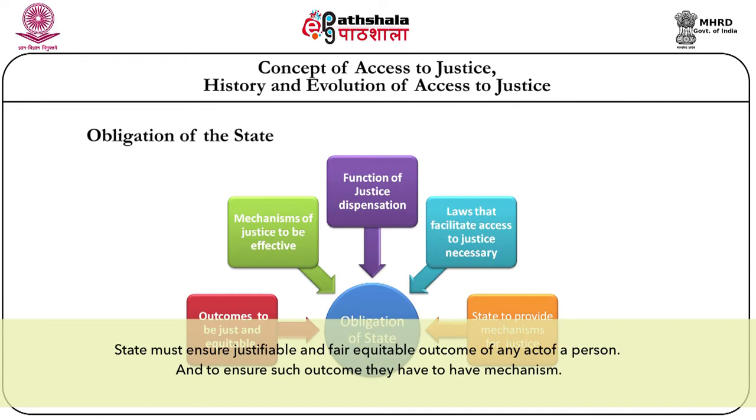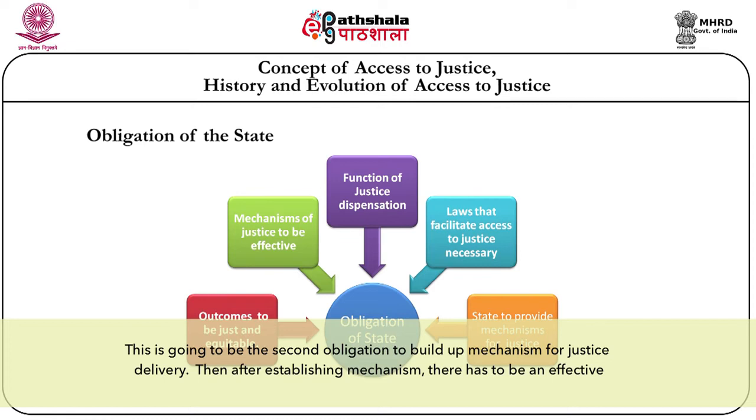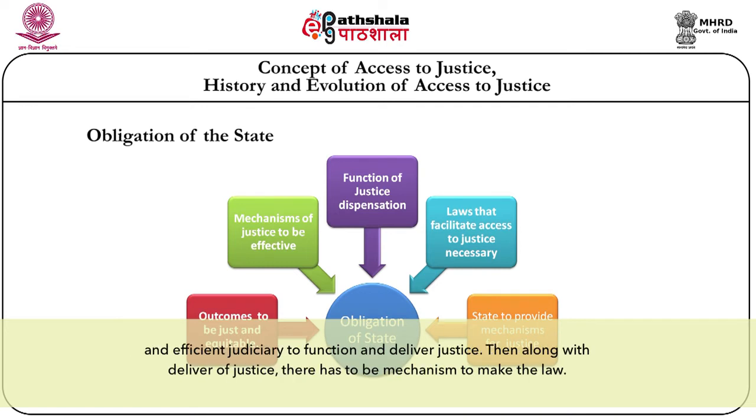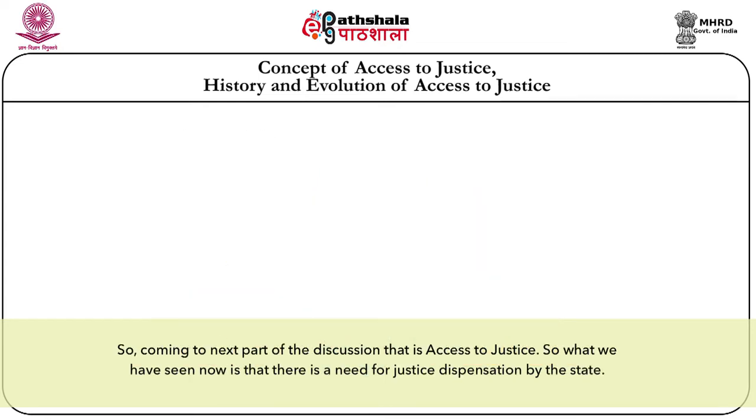State must ensure justifiable and fair equitable outcome of any act of a person, and to ensure such outcome they have to have a mechanism. This is going to be the second obligation, to build up a mechanism for justice delivery. Then after establishing mechanism, there has to be an effective and efficient judiciary to function and deliver the justice. Then along with the delivery of justice, there has to be a mechanism to make the law that facilitate access to justice, and then state also should provide additional kind of justices, which I am going to deal in the nearby slides. So, coming to next part of the discussion, that is access to justice.